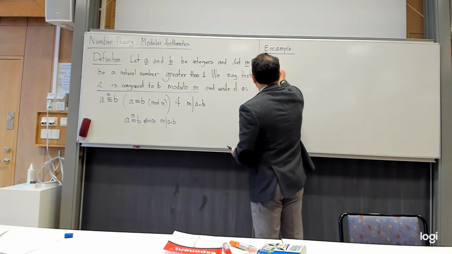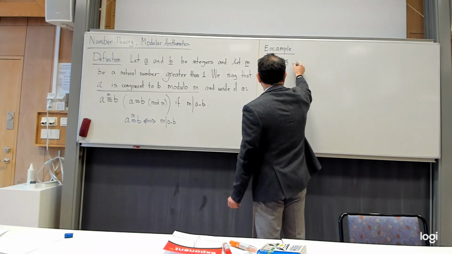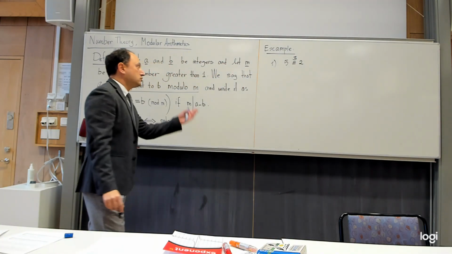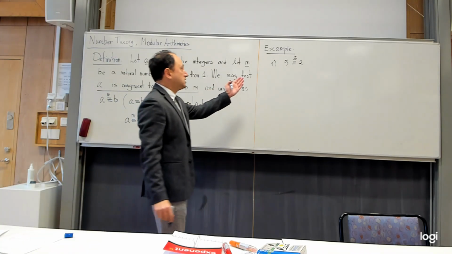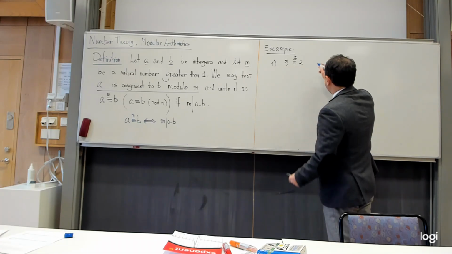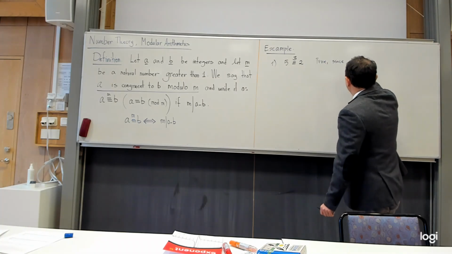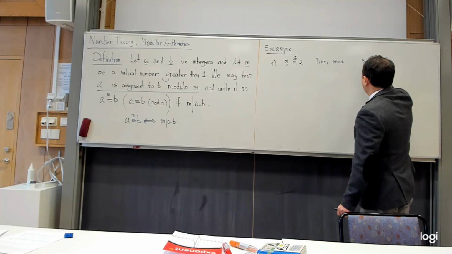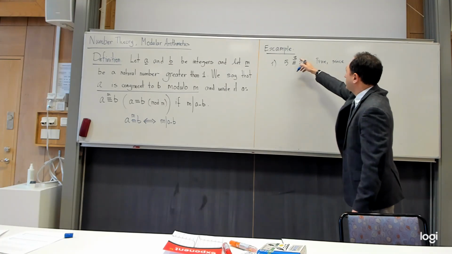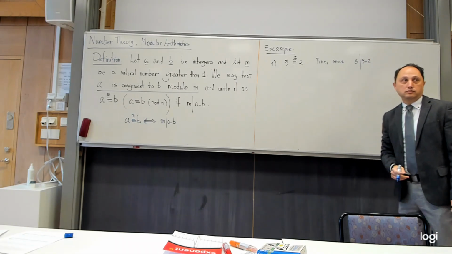Number 1. For example, I can write 5 is congruent to 2 modulo 3. Is it true or false? If I want to see whether this statement is true or false, I would say this is true since, how should I check that? I write the left-hand side minus the right-hand side, and I ask myself, is this number divisible by this modulo or not? The answer is yes. So this means that this is true. Yes, as simple as that.